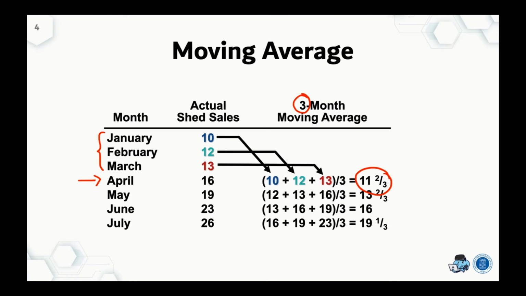We can use the same calculation for May. If we calculate for May, we use the actual sales from February to April: 12 plus 13 plus 16, divided by 3, so 13 2/3, becoming like this.